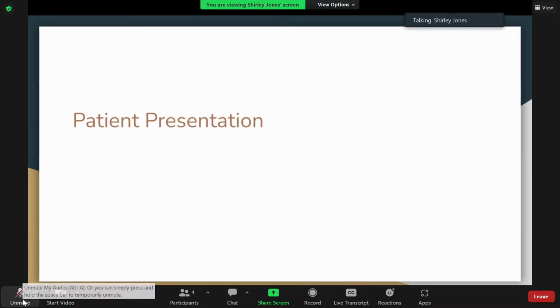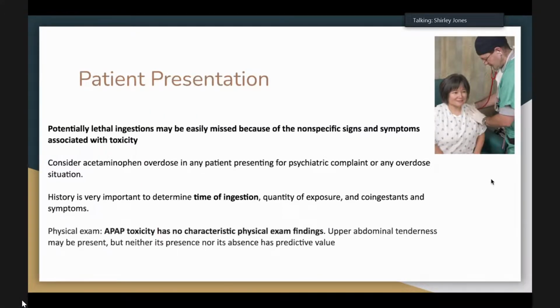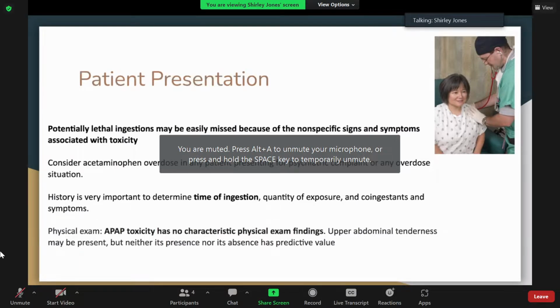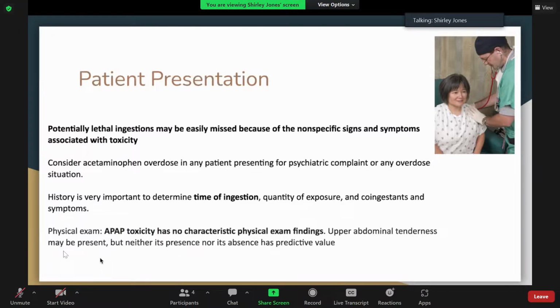All right. So how do these patients present? They look very well, like this lady. They look fine. They have non-specific symptoms, and so we can miss potentially lethal ingestions. So the key is getting a really good history. We have to think of this in any overdose patient or anybody that has any psych complaint. When you get your history of possible overdose, you have to determine the time of ingestion, which is absolutely crucial. Also, how much did they take, did they take any other medications with it, and are they having any symptoms? On physical exam, you really won't find anything. They might have some abdominal tenderness, but you can't rely on that.